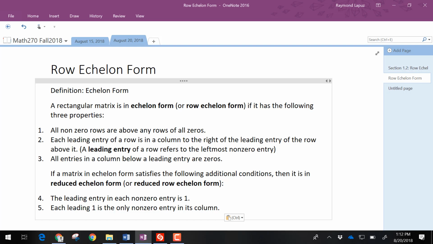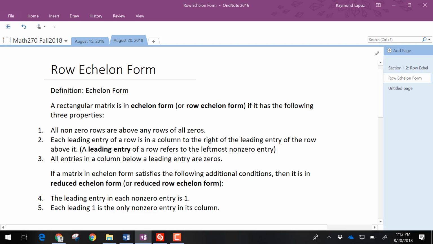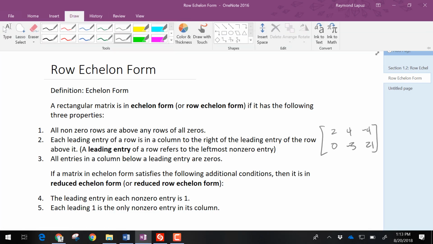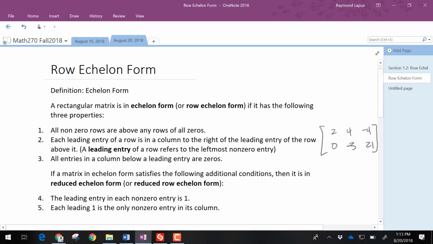So let's take a look at our example that we had reduced already. I think it was -2, -4, -4, and then 0, -3, and 21. The first criterion says that all non-zero rows are above any rows of all zeros. We don't have any rows of all zeros, so that doesn't apply.